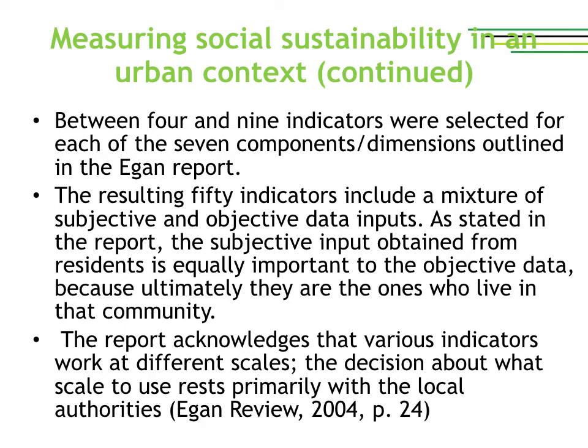For each of the 7 dimensions that I mentioned before, the Egan report has between 4 and 9 indicators. In the end, there were approximately 50 indicators, including a mixture of subjective and objective data inputs. In certain cases, objective data are more relevant than the subjective ones, and vice versa in other situations. As stated in the report, the subjective input obtained from residents is equally important to the objective data because ultimately the citizens are the ones who live in that community.